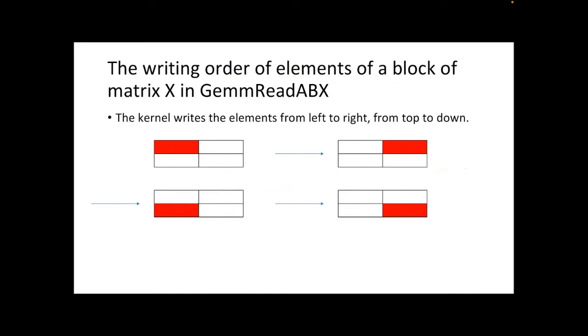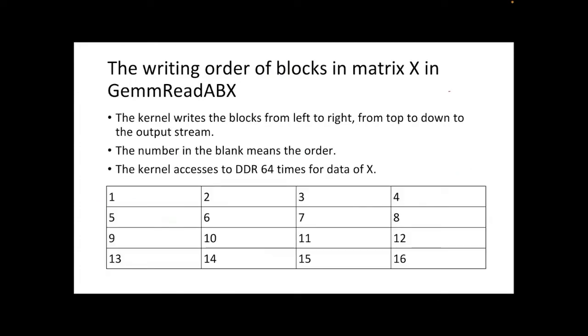And matrix C is relatively simple because we don't need multiplication, we just need addition. So it's just left to right and top to down. And this is the order of block. It only accesses 64 times, which is the number of the total elements of the matrix C. So we don't need extra access to the DDR like A and B do.